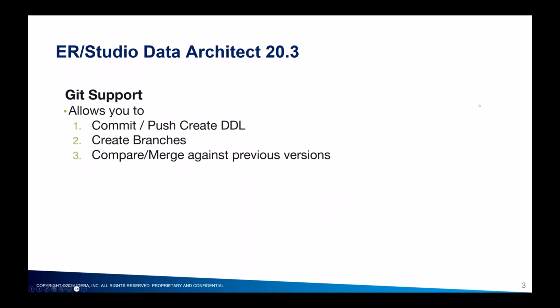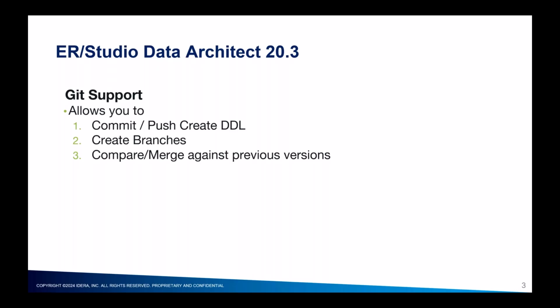So what does the Git support allow you to do? At a general level, it allows you to commit and push the DDL. This is not to be confused with supplanting what we call the ER Studio repository, where your models and their objects and the metadata associated with them can still have the ER Studio repository as part of the environment.